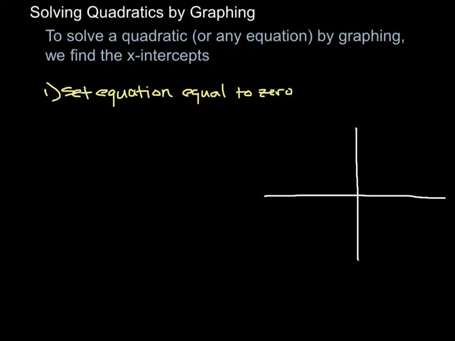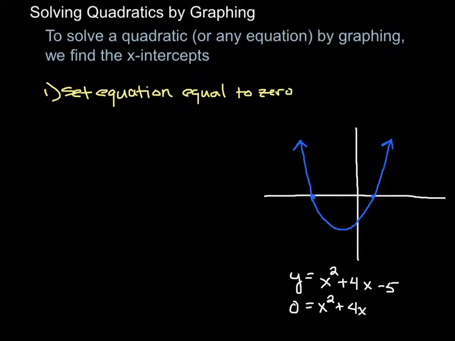Now we do that because if we were to graph the equation and this equation is equal to 0, the solution is going to be where the graph crosses the x-axis. That's when the equation will equal 0. So for example, if we have the equation y equals x squared plus 4x minus 5, if we were to solve that equation, we would set it equal to 0 first, and see where it crosses the x-axis, which in this case is right here. So what we're doing is we set the equation equal to 0, graph the parabola, and then see where it crosses the x-axis.